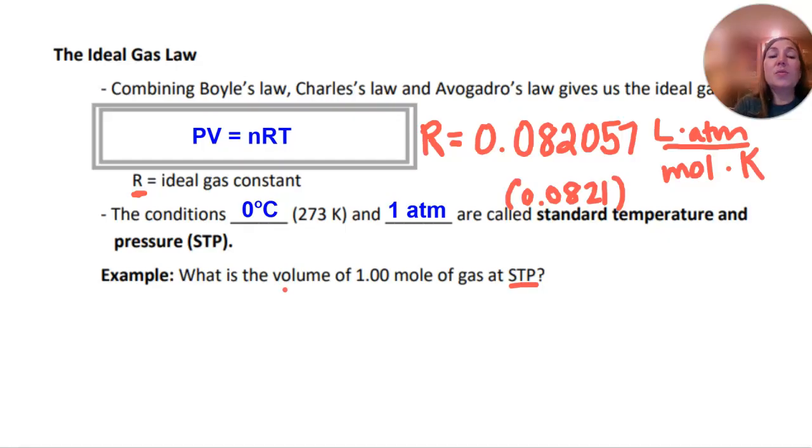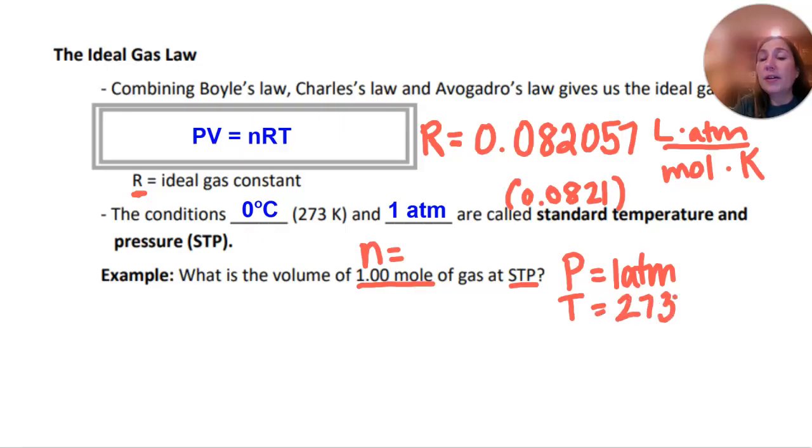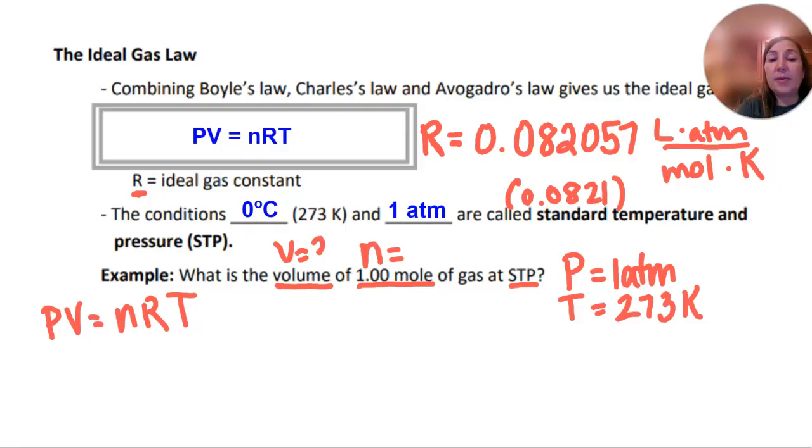So this example says, what is the volume of 1 mole of a gas at STP? So we know n equals 1 mole. STP means we know pressure is 1 atm, and we also know that temperature is 273 Kelvin. So we can try using the ideal gas law, PV equals nRT. Now this says what is volume? So we don't know V. We want to solve for V, so we're going to isolate V and get it alone. We could isolate V by dividing both sides by P. We get V is nRT over P.